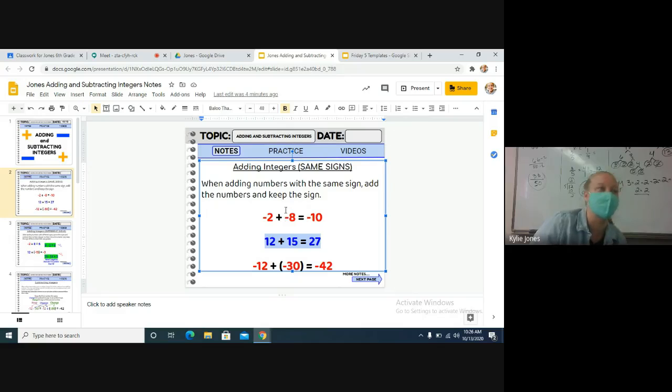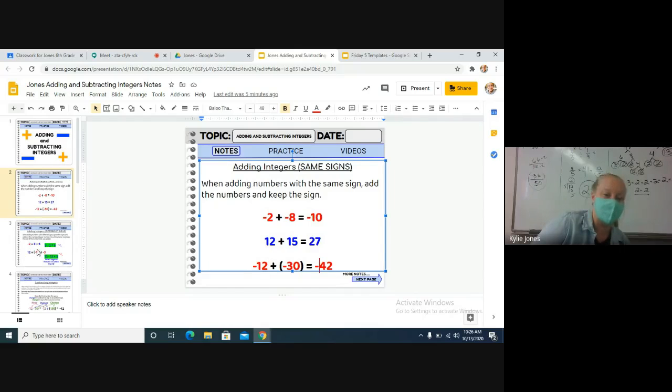We're going to talk about a positive and a negative soon. Our last example here is a -12 plus a -30. So our first step is to add our two numbers. What's 12 plus 30? 42. And then we just bring the negative over and it stays negative. So a -42. All right. So that's the process for adding integers if they have the same sign. They're both negative or they're both positive.